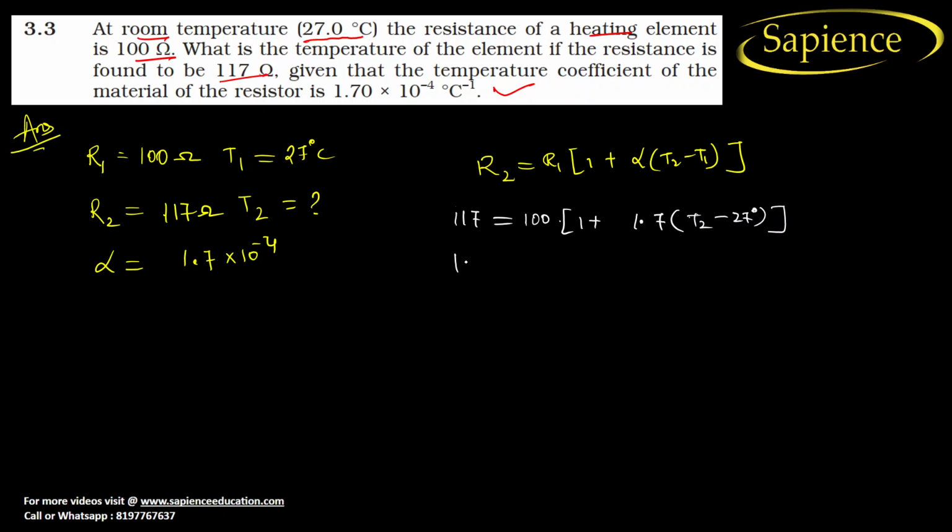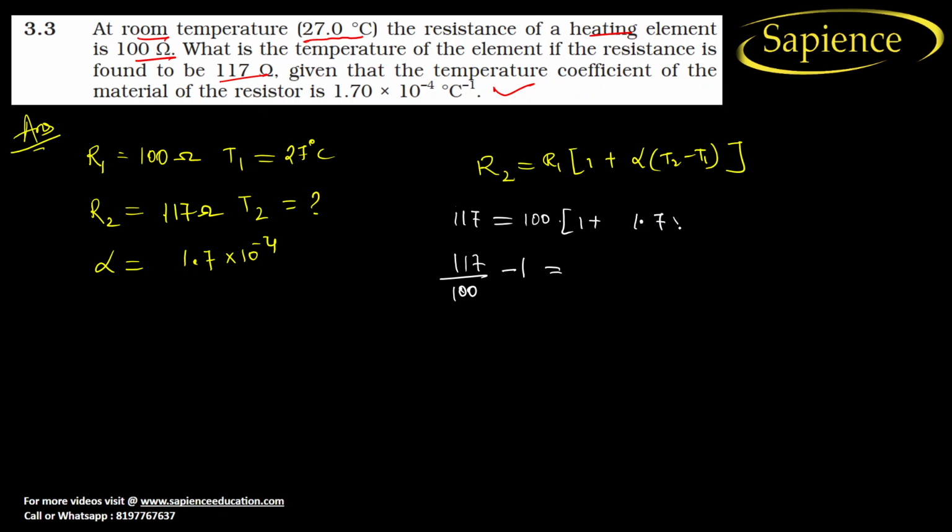Now if we do this, it will be 117 divided by 100 minus 1, that is equal to 1.7 into T2 minus 27 degrees Celsius. Now one more mistake which I have done here is by putting the value. So let us put it in a proper way.